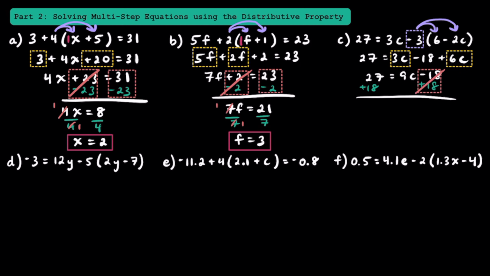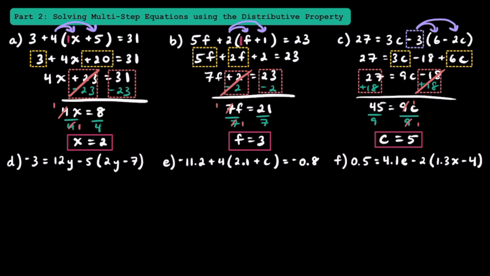These will cancel out to make 0. And on the left side, 27 plus 18 is equal to 45, so we can write 45 is equal to 9c. Dividing both sides by 9, this 9 over 9 is going to become 1. And 45 divided by 9 is equal to 5, so we can say that 1c, or just c, is equal to 5. This will be our solution.